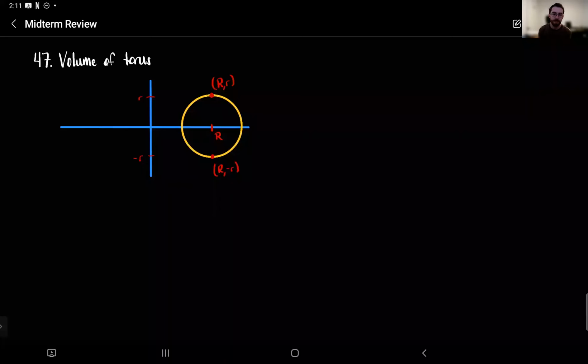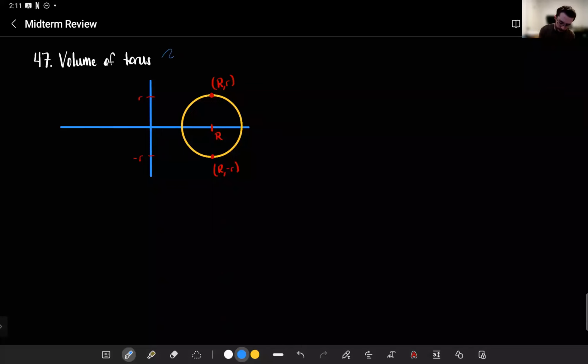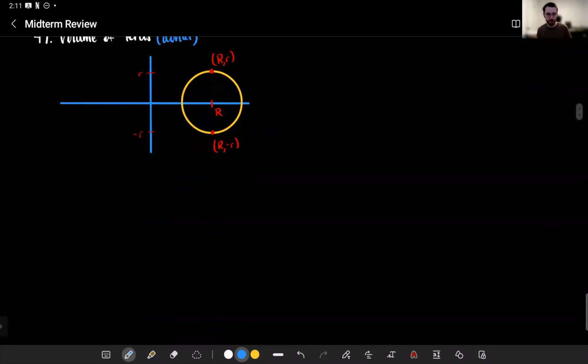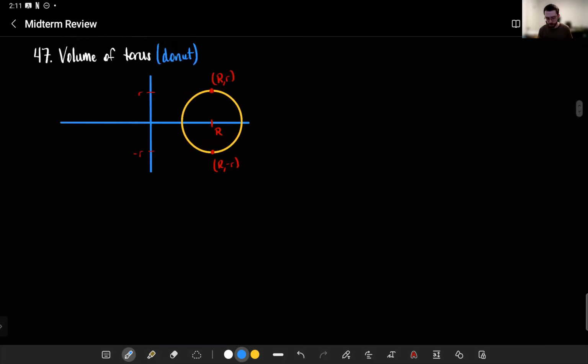Hi again, everyone. We have an interesting problem in front of us about how to find the volume of a torus. In case you haven't heard that word before, a torus is a fancy word for a donut, so a mathematically perfect donut. And the recommended way to tackle this problem, at least the calculus way, is to think of a donut as being a solid of revolution swept out by this circle.